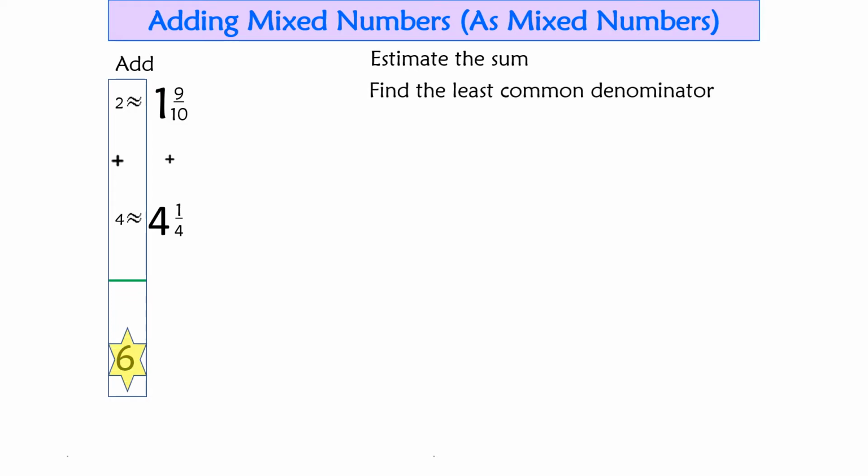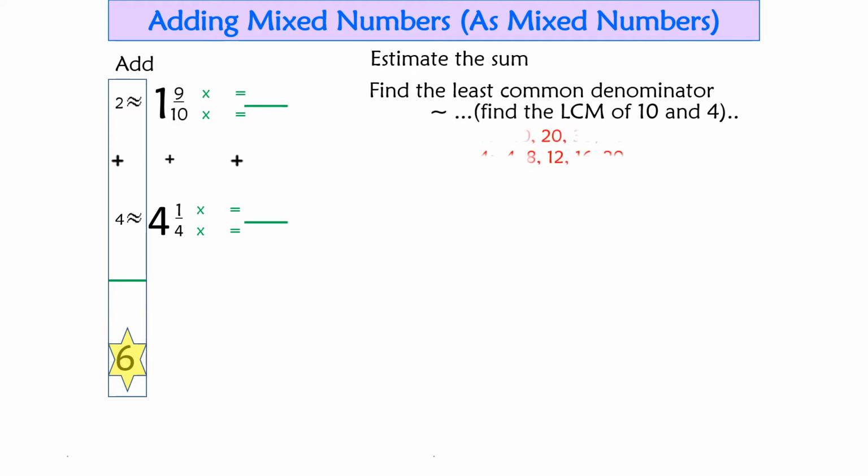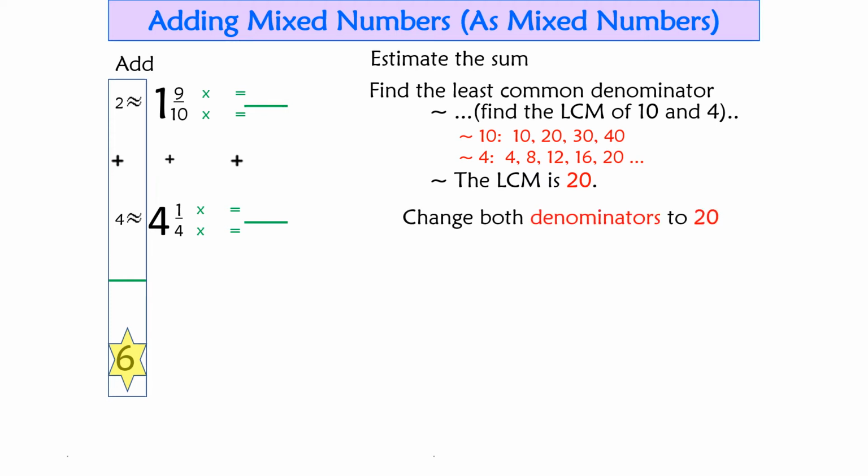Since we don't have common denominators, let's find some common denominators. What that means is we're going to list the multiples of both 10 and 4, and find the first number that shows up in both of those lists. As it turns out, 20 is the smallest number that shows up in both of those lists of multiples, so 20 is going to be our new denominator.